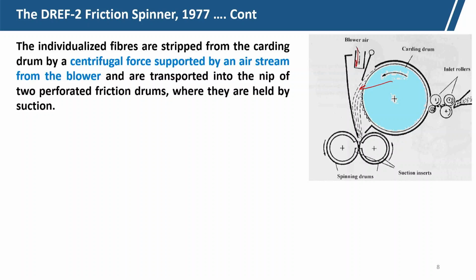The air stream helps for better stripping, and then they are transported through the transport channel and fall into the nip of the two perforated friction drums. And they are held there by suction. Suppose this is not a perforated roller; on any solid roller there will be an air current generated, and in that case when the fiber tries to fall due to the centrifugal force and air current, the fiber will not reach the nip point, it will be flown out. So for that, a negative air pressure is created by the suction.